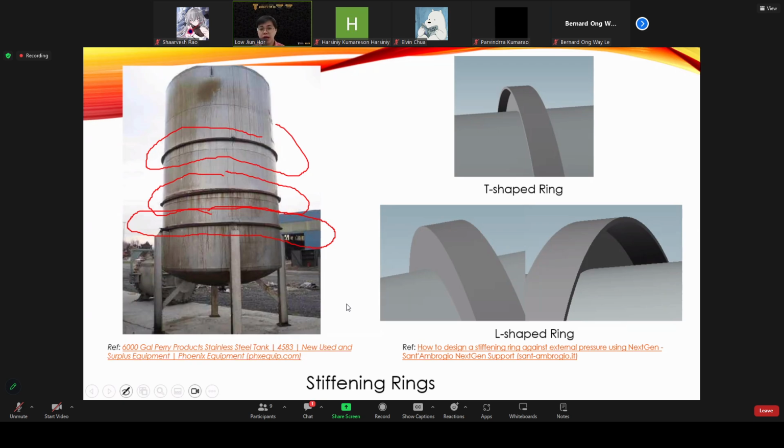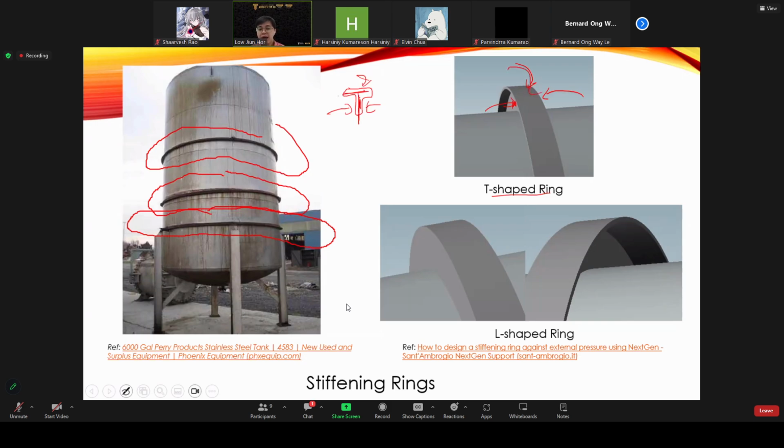The first one is known as a T-shaped ring. T-shaped ring is like this one. This one is the ring, the outer surface of the ring. This part, you see this part is here. You see here is empty. And right hand side here is also empty. The shape is like a T. So that's why the ring here is known as a T-shaped ring.